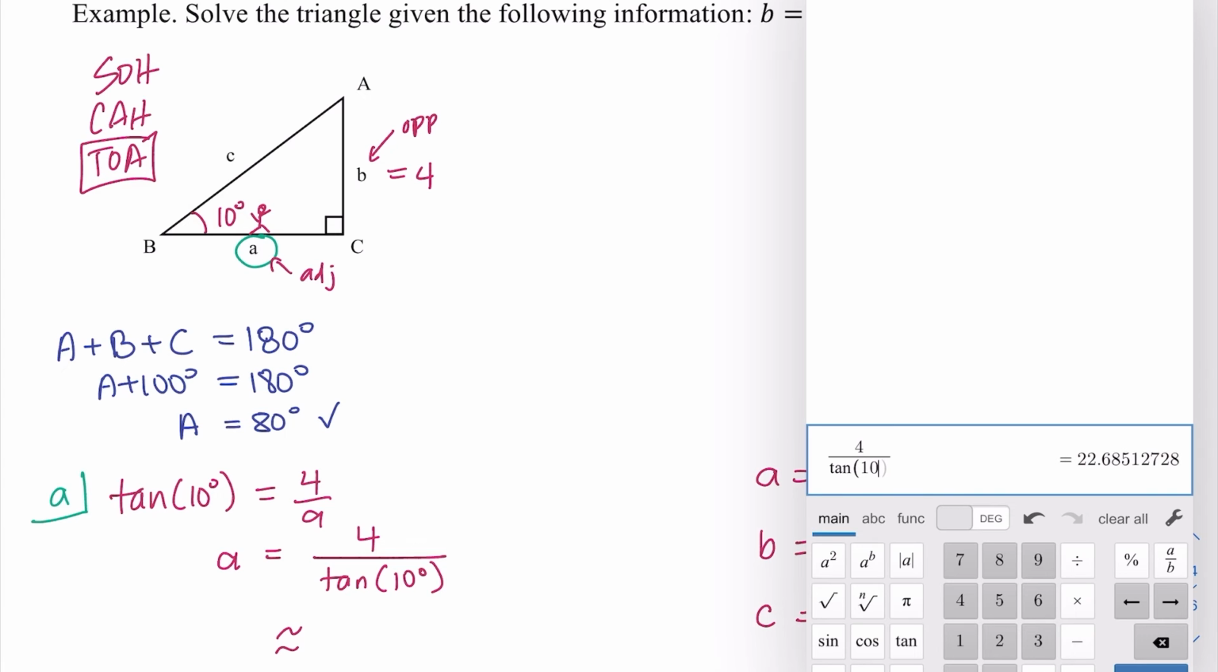So notice that our three main trig functions, sine, cosine, and tan, are all here. And I get 22.69. Now, scientific calculators have two modes. They have degree mode and radian mode. And we want this to be in degrees just because we're kind of already given things in degree mode. So I make sure that I'm in degree mode, but I can toggle it up here. So I want degree mode.